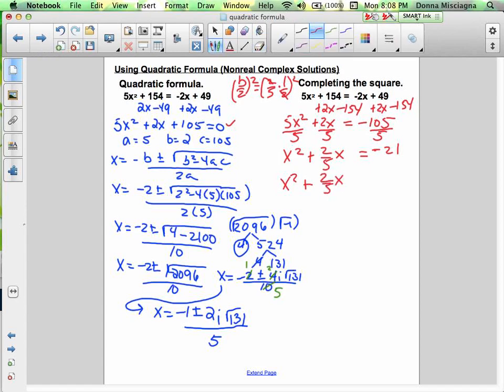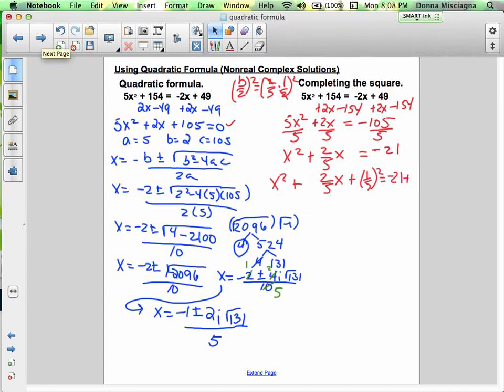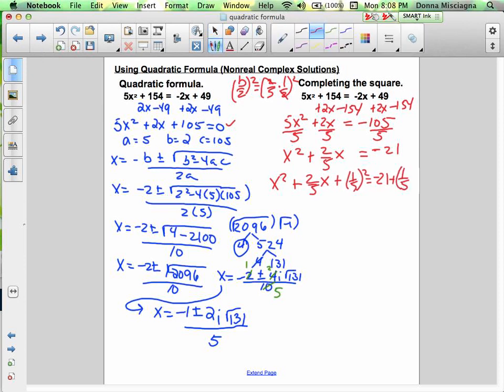2/5 x plus, and then we'll have 1/5 squared equals negative 21 plus, can I squeeze it in there? Move everybody over just a teeny little bit. I got to get a 1/5 squared in there. So we have x squared plus 2/5 x plus 1/25 equals, let's not write it twice. Let's just change that. We know it's going to be 1/25. Let's change the negative 21.